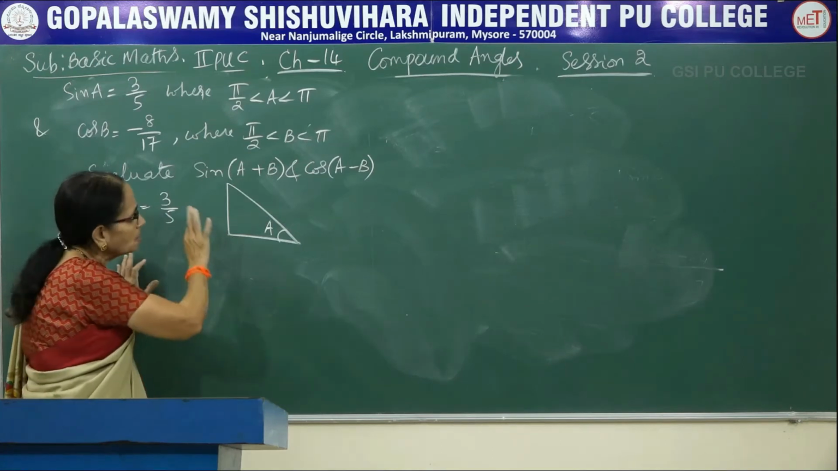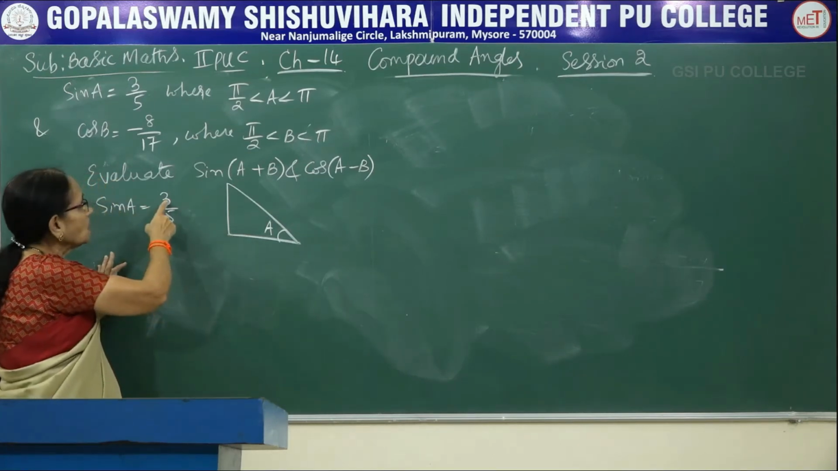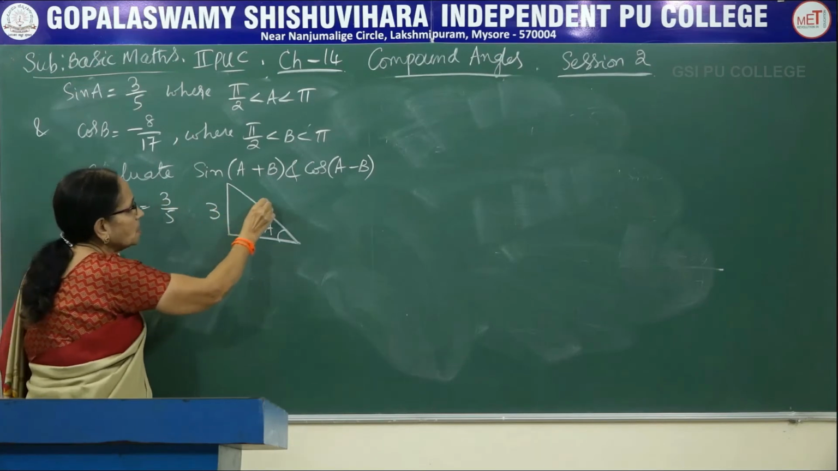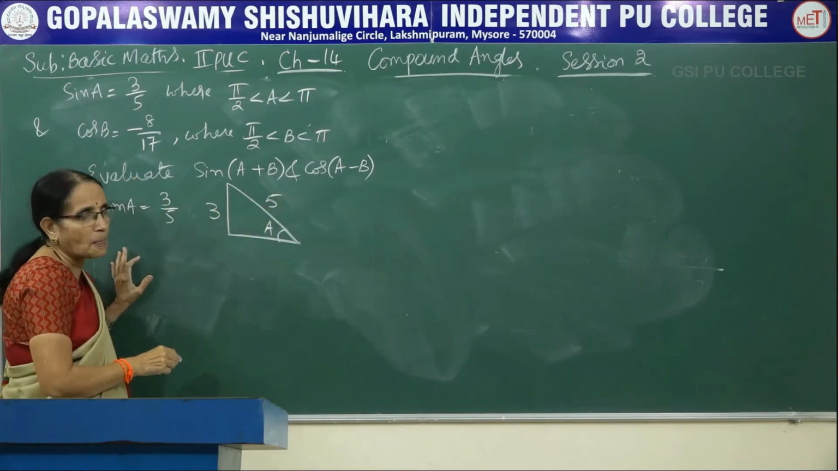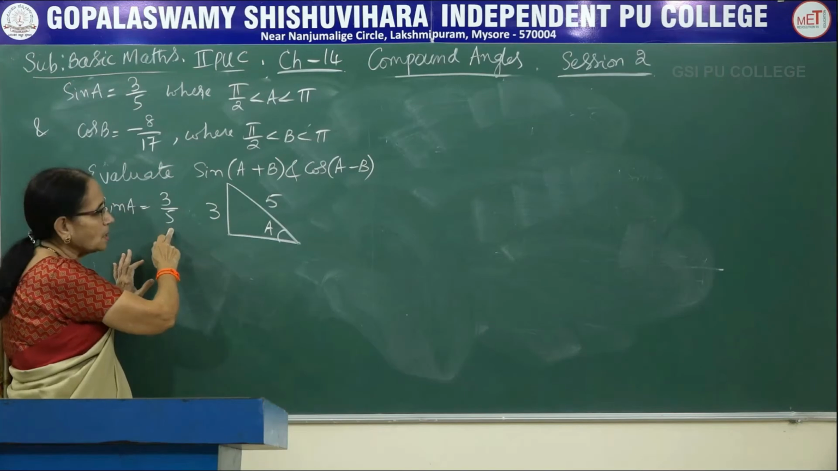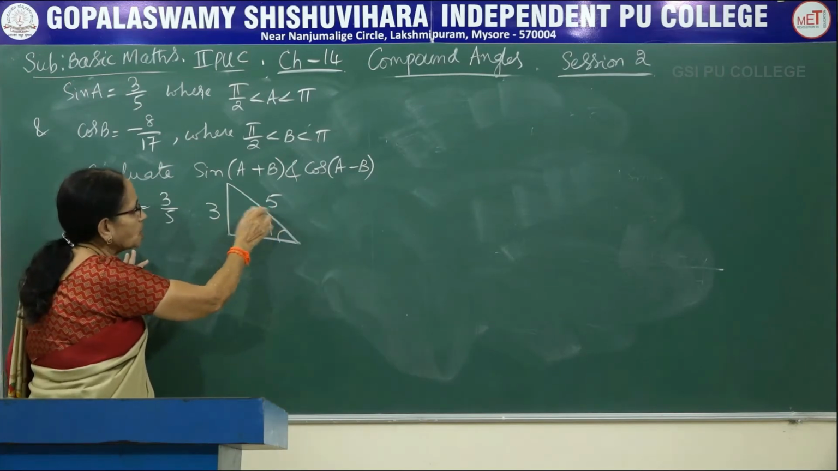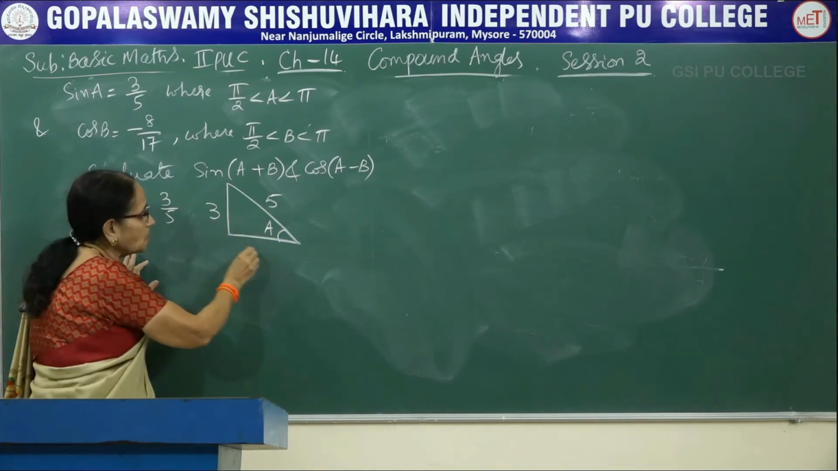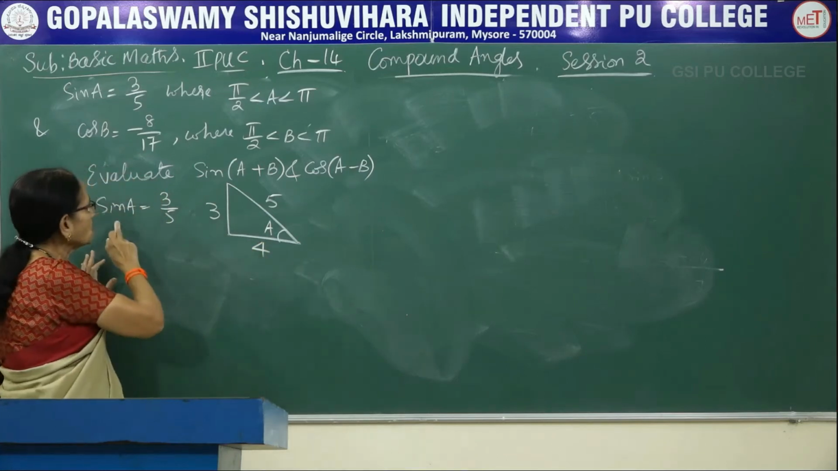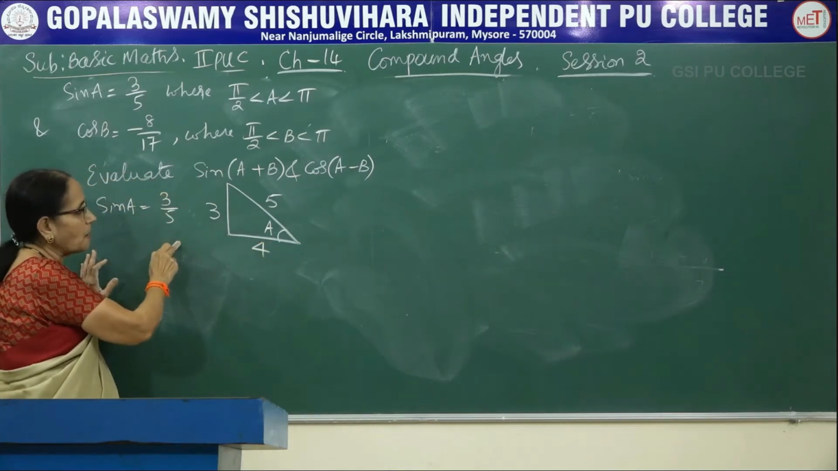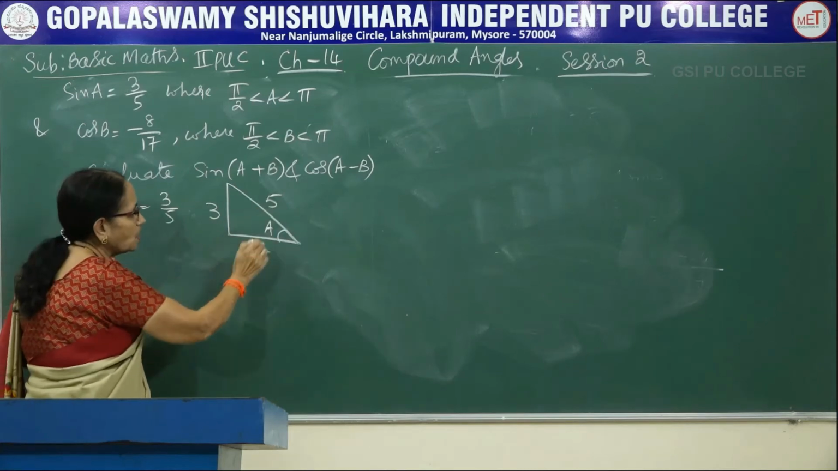Don't make that mistake. Write only the numerical value. Here the opposite is 3, the hypotenuse is 5. Now in one of the previous problems we had done, it is root of 5 square, 25 minus 9, root 16, that would be equal to 4. Now sin A is 3 by 5, that is 3, 5 and 4.